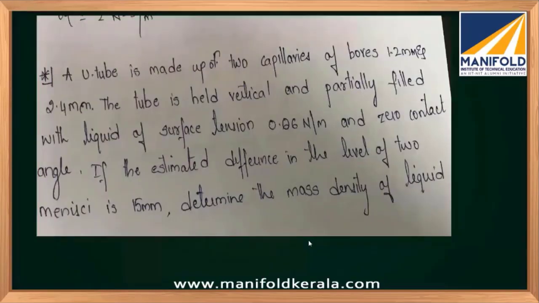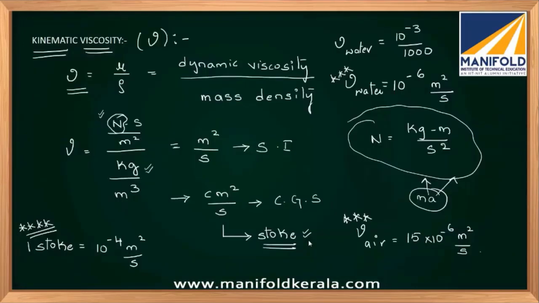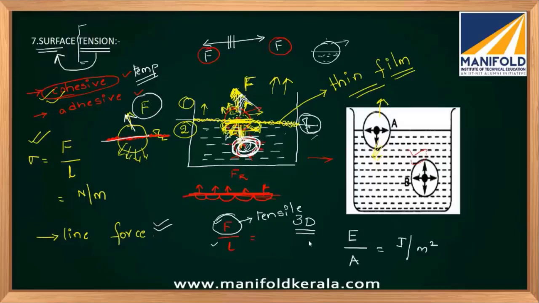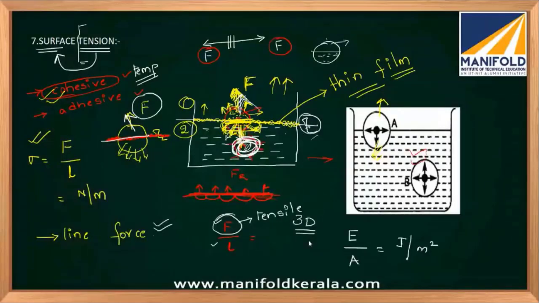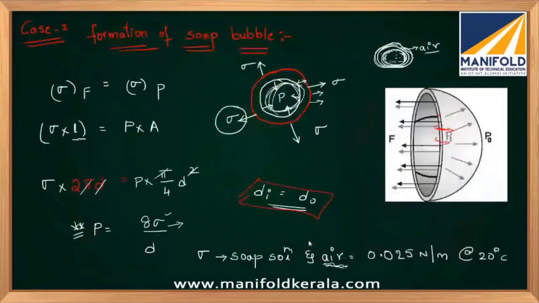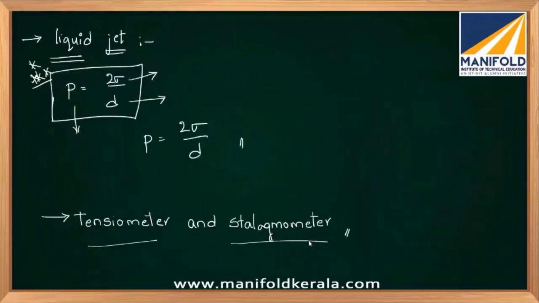This was a U-tube manometer with capillarities. We didn't discuss the capillarities, so I didn't discuss the question. I'll do it tomorrow. We have done kinematic viscosity and surface tension. In surface tension, there were 4 cases to be discussed. We have done 3 cases. The 4th case will be done in the next class. Any doubts in surface tension till now? Formation of liquid droplet, formation of soap bubble, and formation of liquid jet. Tensiometer and stalagmometer are used to find the surface tension for liquid and air interfaces.